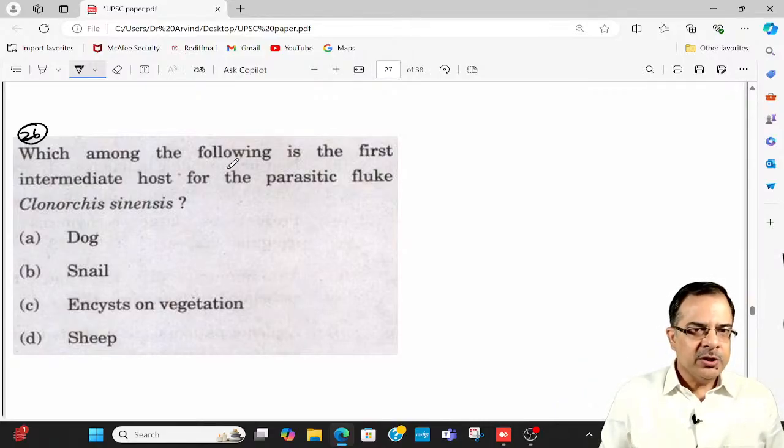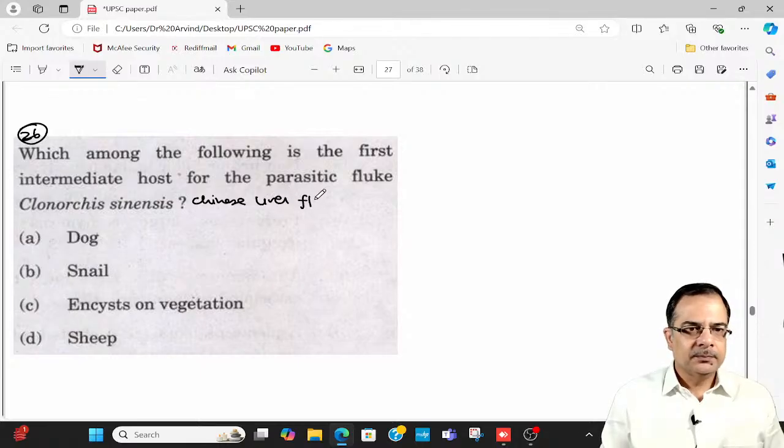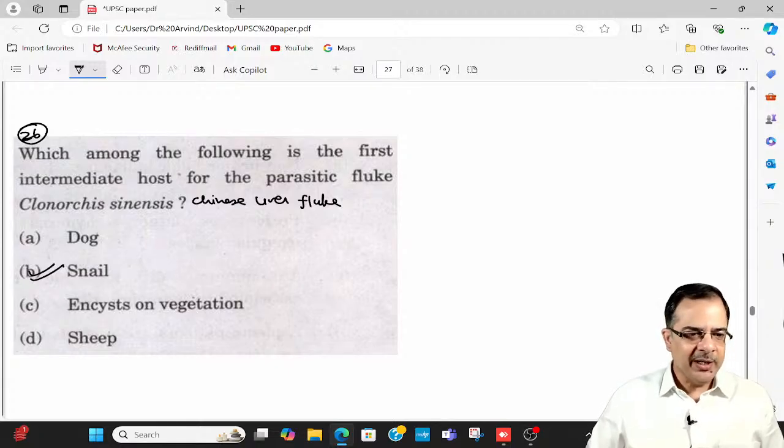All right. Which among these is the first intermediate host for the parasitic fluke, the Chinese liver fluke? Yes, it is the snail. Freshwater snail or fish is the correct answer here.